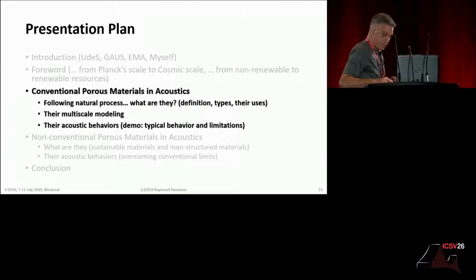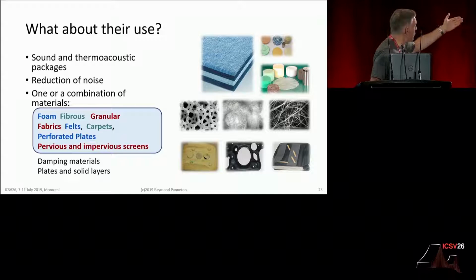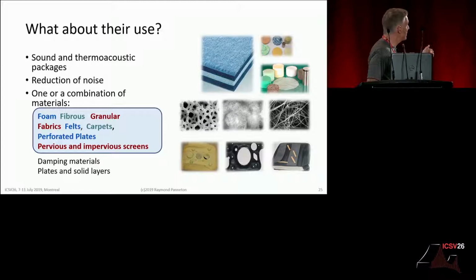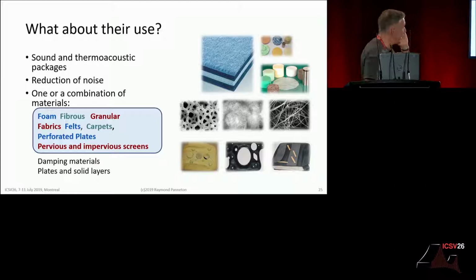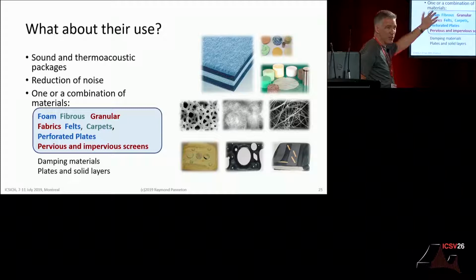So what are these conventional materials? Mainly for acoustic purposes, we talk about sound packages, thermoacoustic packages that are used for reduction of noise. It's a combination of foam, fibers, granular materials, fabrics, felt, carpets, perforated plates, pervious and impervious screens, and also damping materials, plates and solids, because we talk about multilayer structures that combine all of this. But in this presentation, I will concentrate only on single layers, homogeneous materials: foam, fibers, granular, and so on, independently, no multilayer structures. And I will mostly focus on foams, fibers, granular, because all of these can be derived from these basic structures.